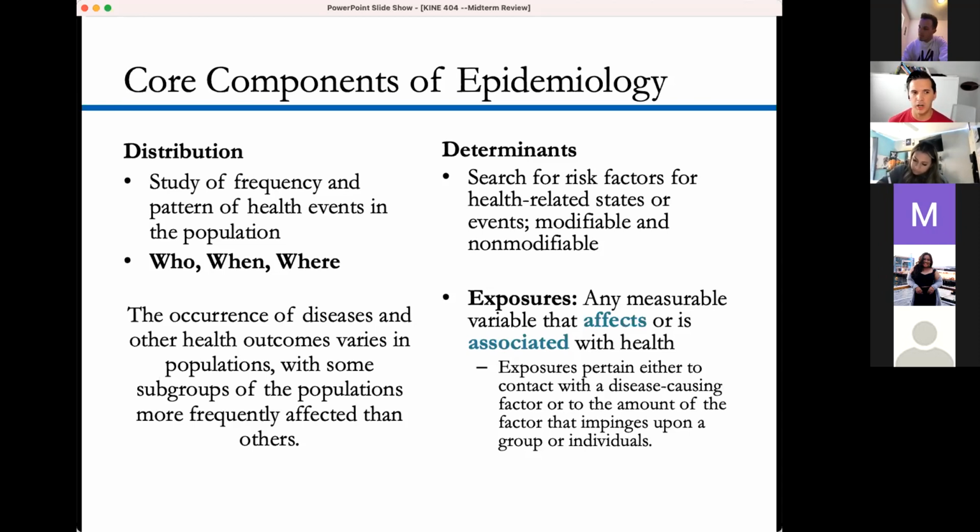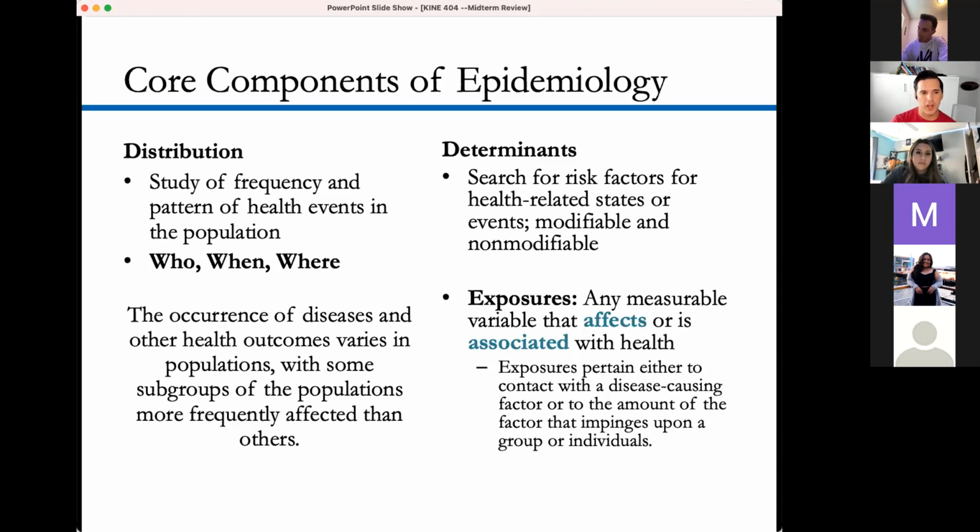And then determinants are the actual what leads to health outcomes. What causes lung cancer? What causes HIV? What causes COVID-19, the disease, and so on. So make sure you can define what determinants are.